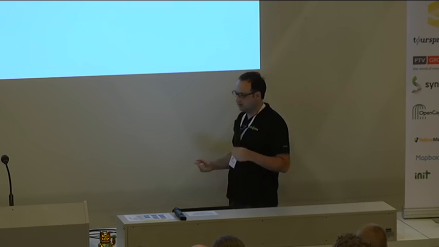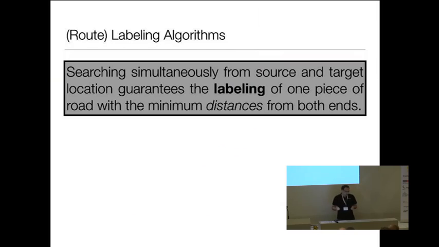What we have to do is we have to search simultaneously, and this is where the phrase labeling comes in. We search simultaneously from the source and the destination, from A to B, and what we do is we search the way up. We only look at more important pieces of road. And what the math behind all this guarantees is that we will find one piece of road from both sides that's somewhere in between that we label with the correct distance.